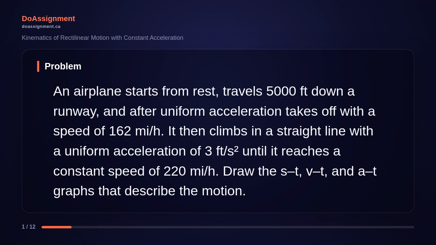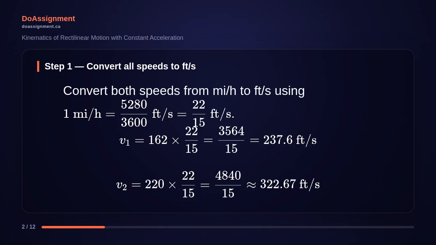Now, let us work through the solution step by step. First, convert both speeds from miles per hour to feet per second using the factor 22/15. Multiplying 162 miles per hour gives a takeoff speed of 237.6 feet per second, and multiplying 220 miles per hour gives a cruising speed of approximately 322.67 feet per second.